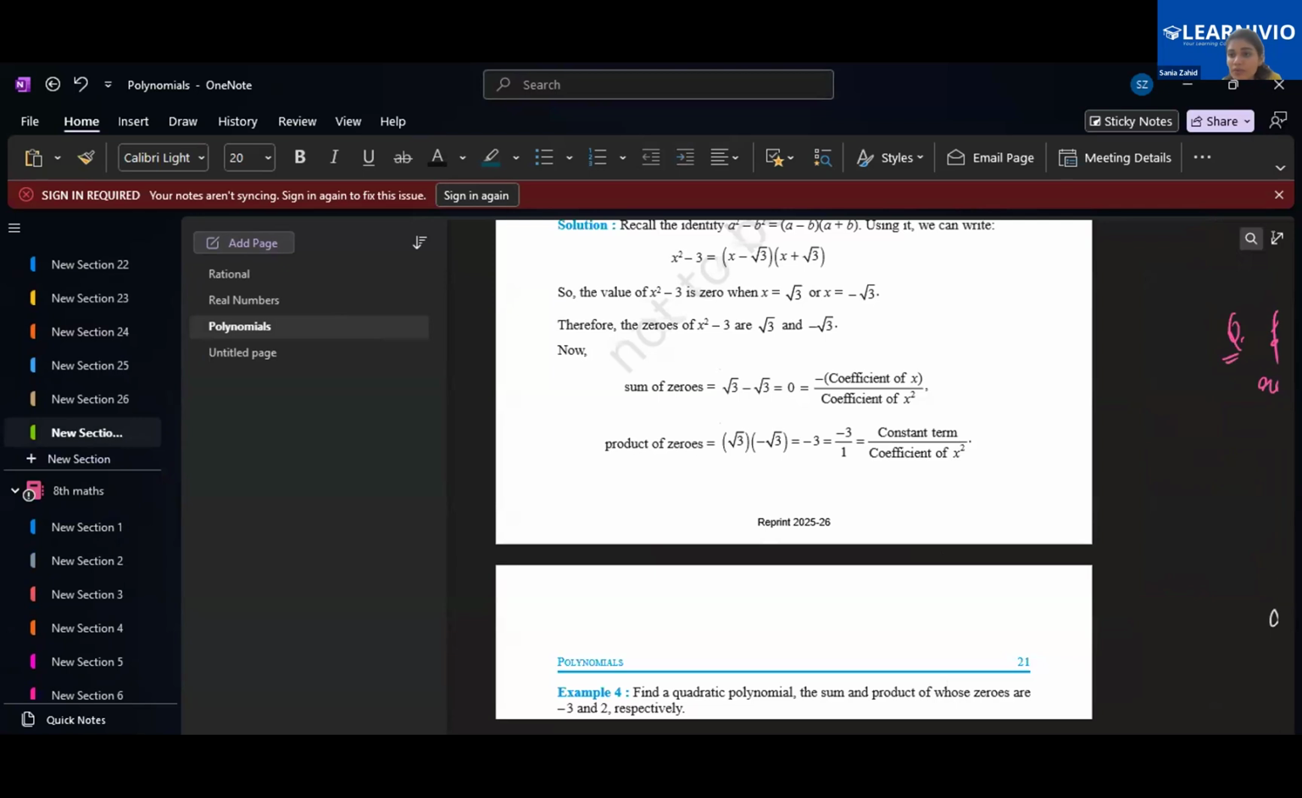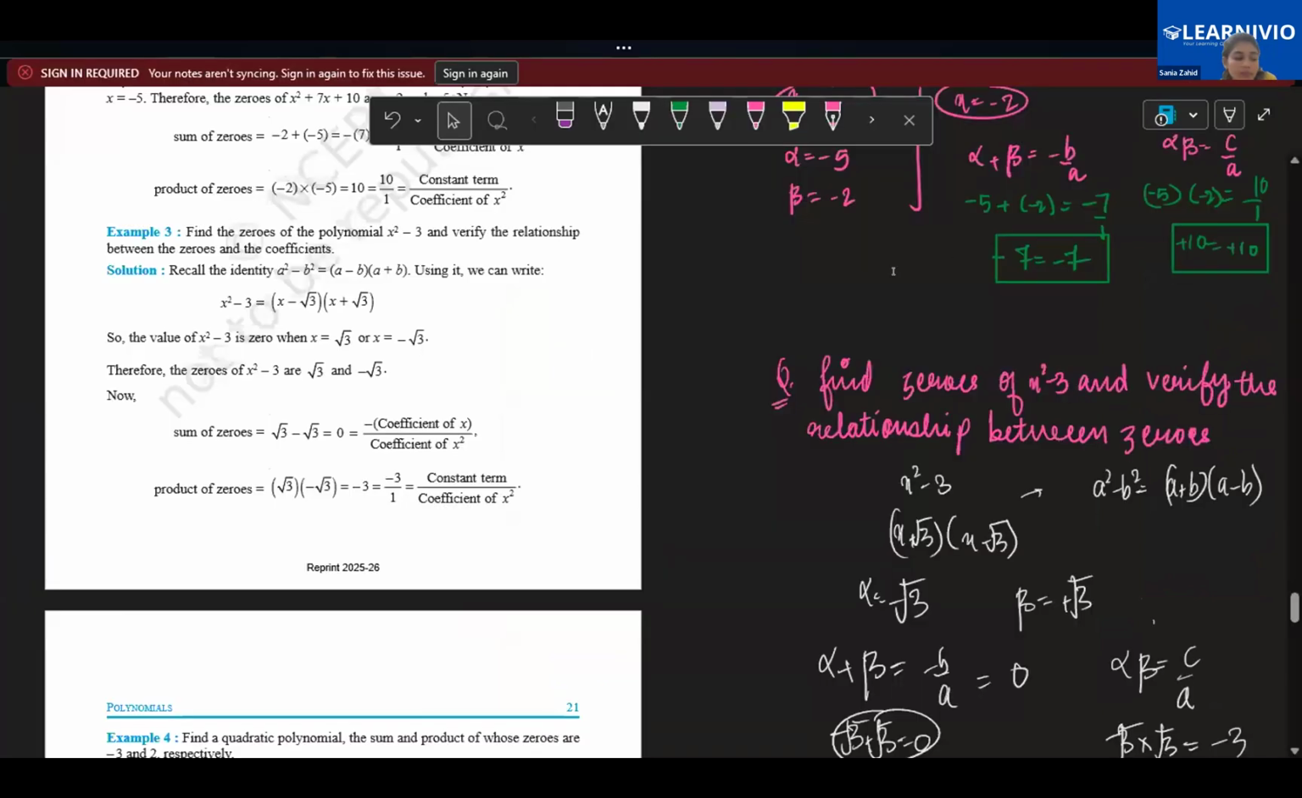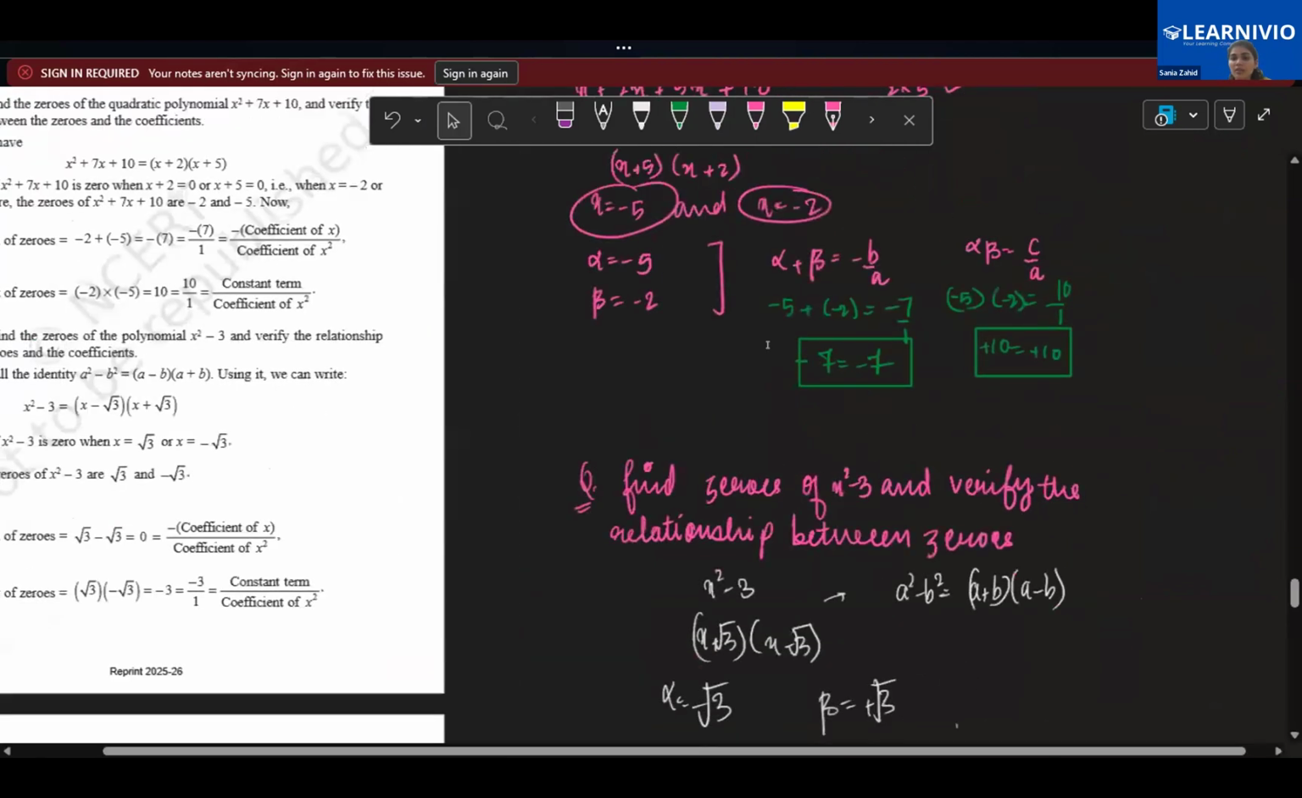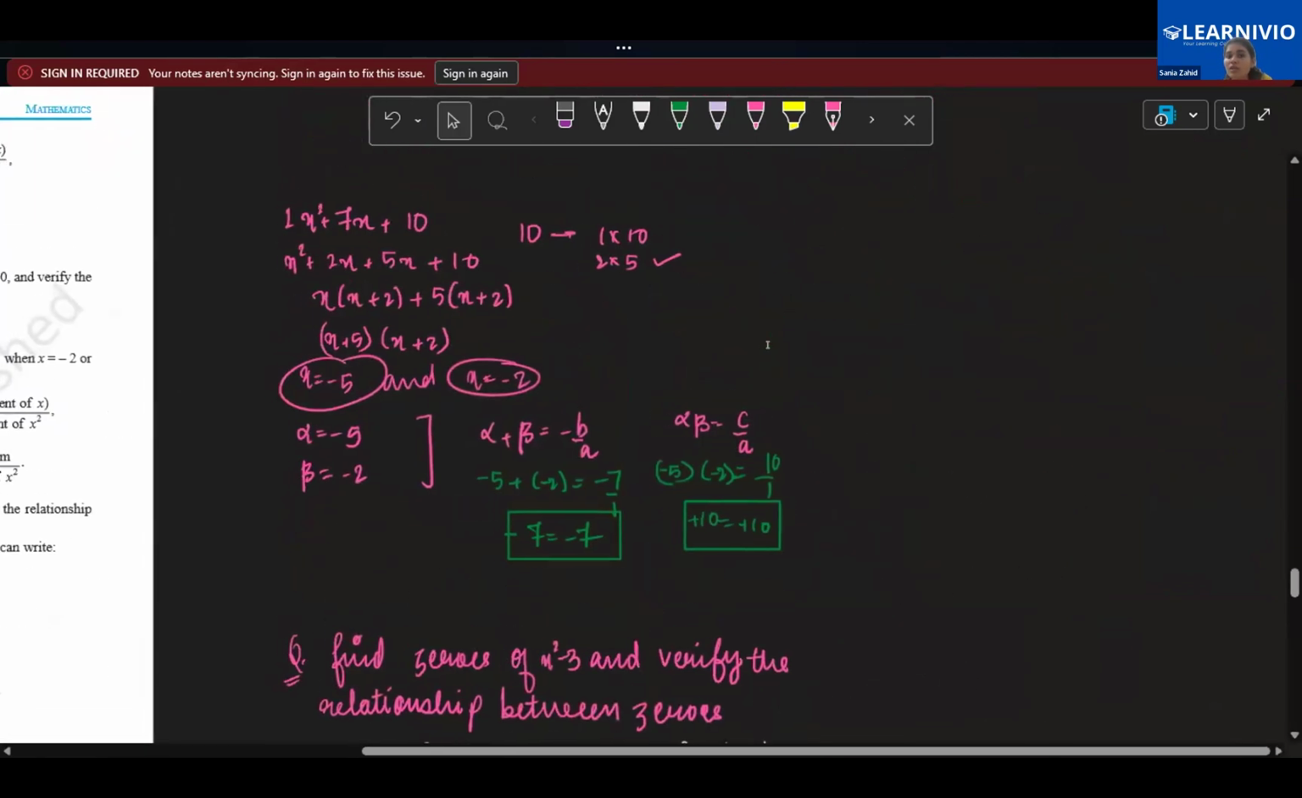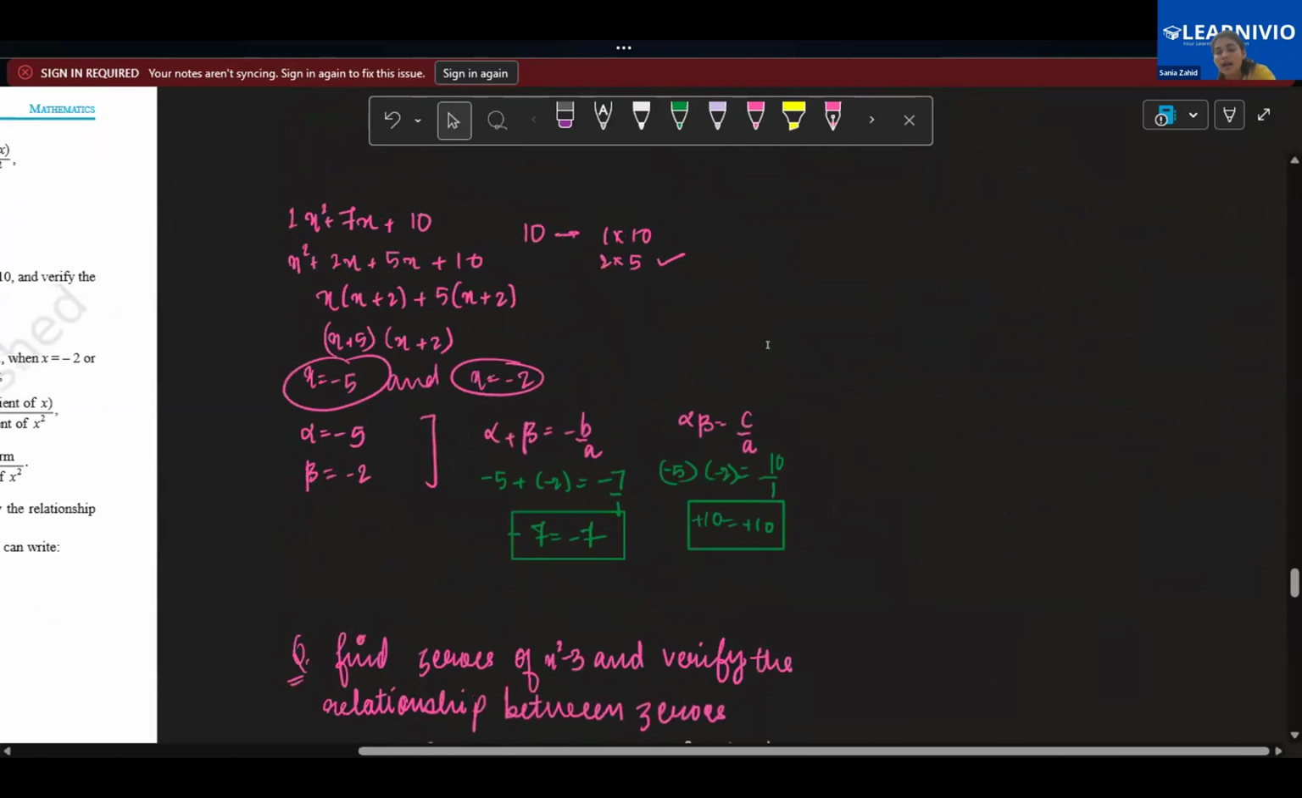So I was telling you about the sum of the zeros and the product of the zeros. We studied in the last class, children, that the sum of the zeros is basically minus b by a. B is the coefficient of the second term, x. And a is the coefficient of the first term. And c is the constant term.